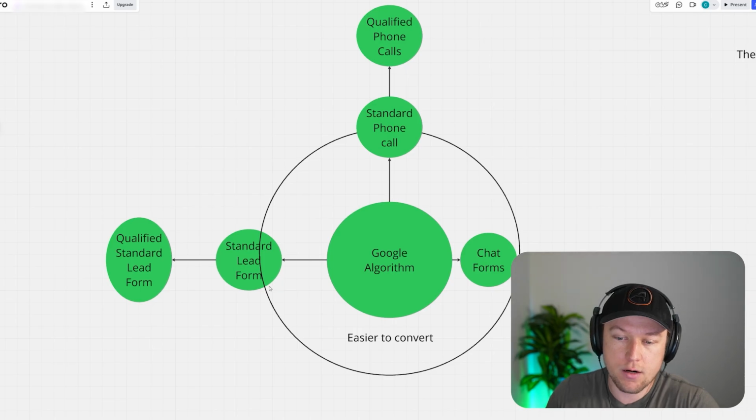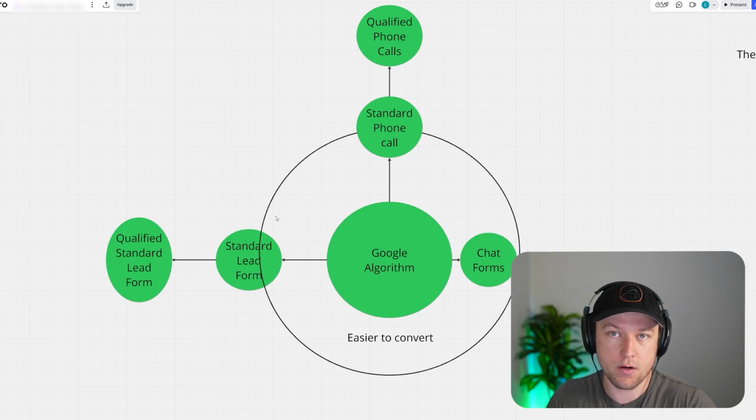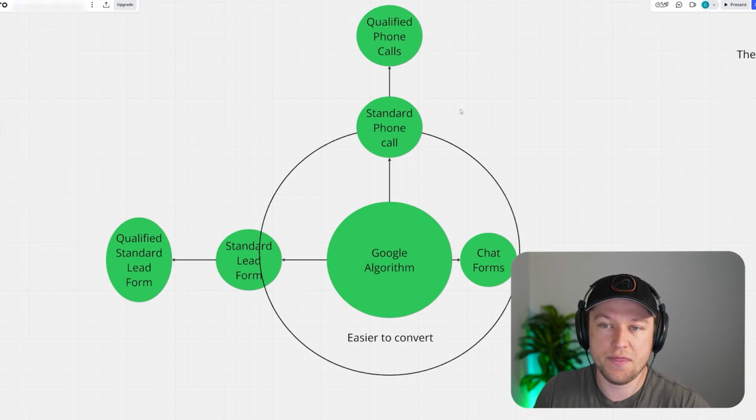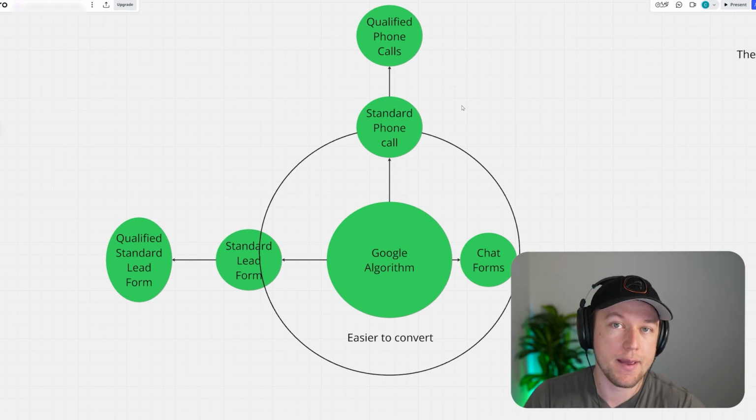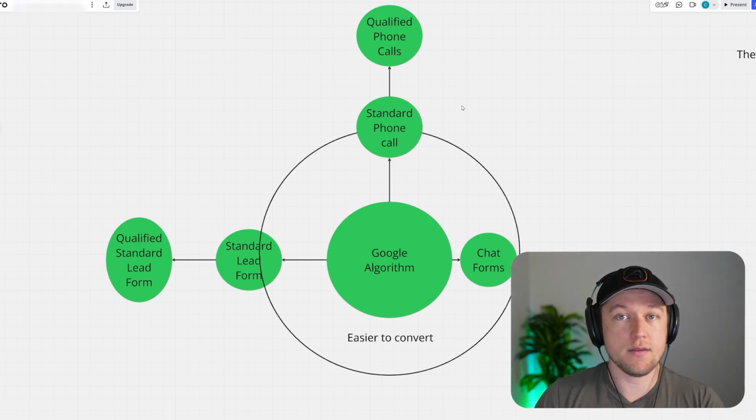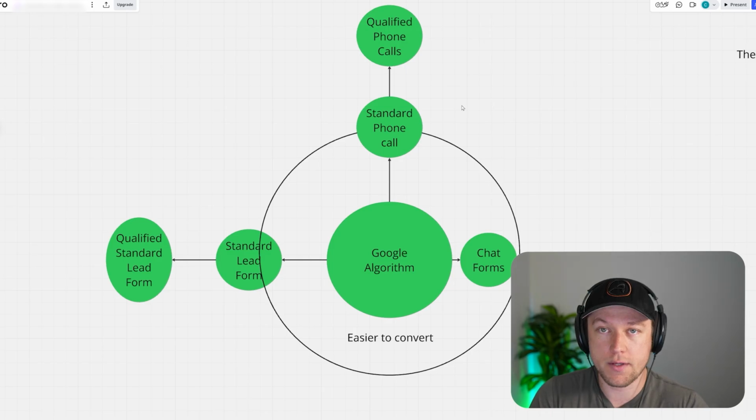So as you can see here, this is in the area where things are easy to convert. And easy to convert does not necessarily mean good. And the reason why I say this is because when things are easier to convert, the algorithm will tend to latch onto any type of signal that similar users are going to be giving, right?